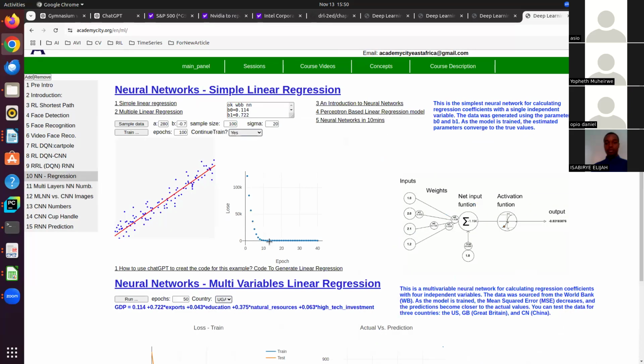If you notice this one, we take, let's say, the data for Uganda for the first year, 1980. We take the export and multiply by a coefficient. We take the education and multiply by another coefficient. We take the natural resources and multiply by another coefficient. And we do the same for the high-tech education. After we multiply each one of them, we sum them up. We add to it some number, the intercept, and we get our estimate of the GDP.